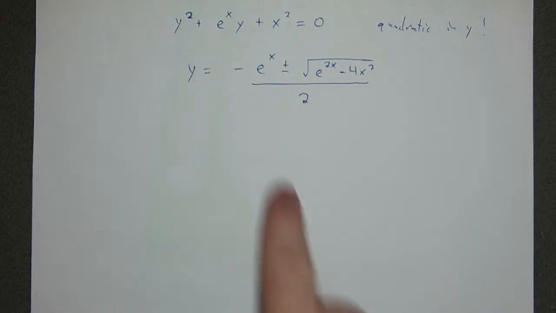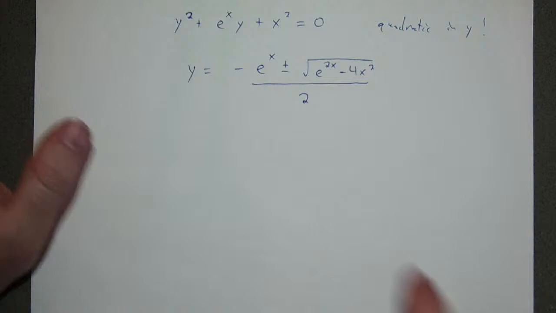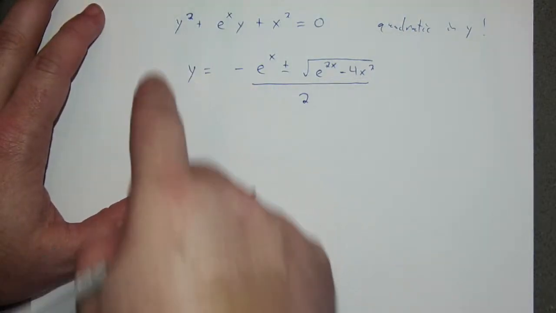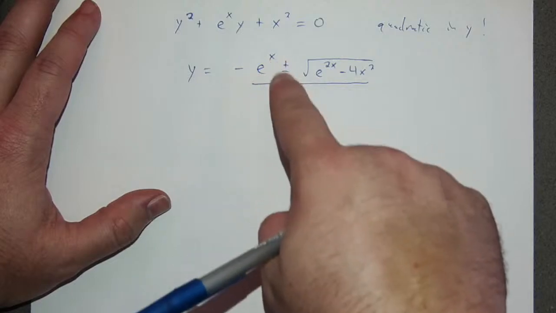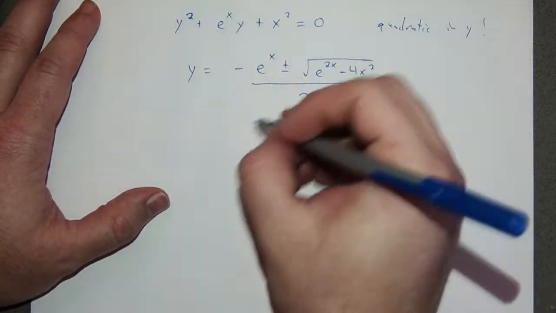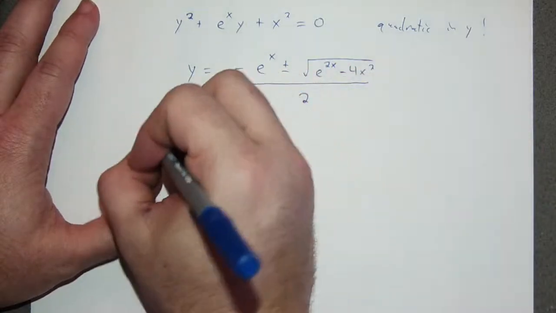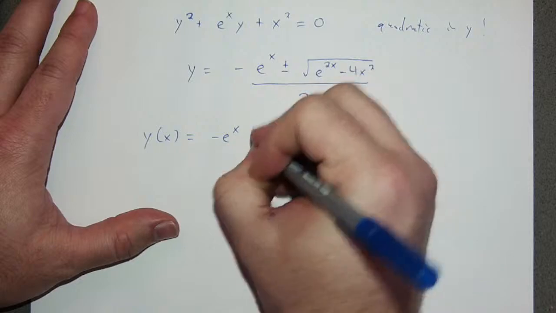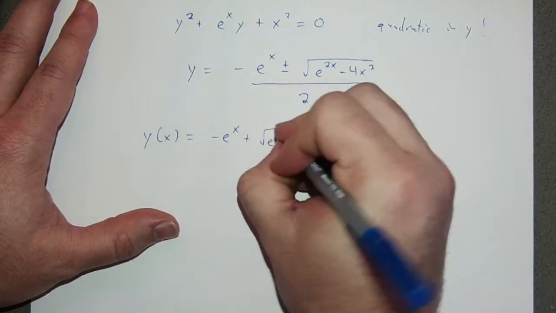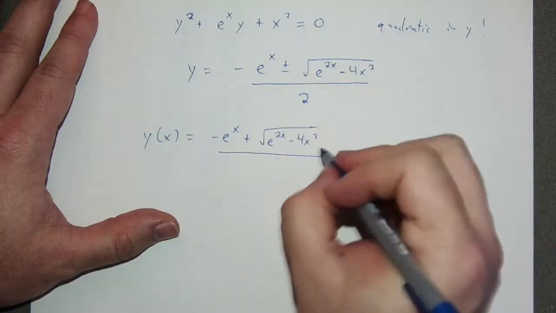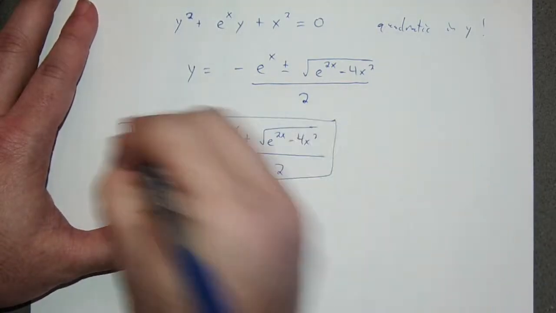Now, technically, this is two different families of solutions, but if I want the initial condition to be satisfied, then since this is minus e to the x, I need to take the positive root, or it won't be satisfied. So to satisfy the initial condition, y of x is taken to be minus e to the x plus the square root of e to the 2x minus 4x squared, all over 2. So here is my solution.